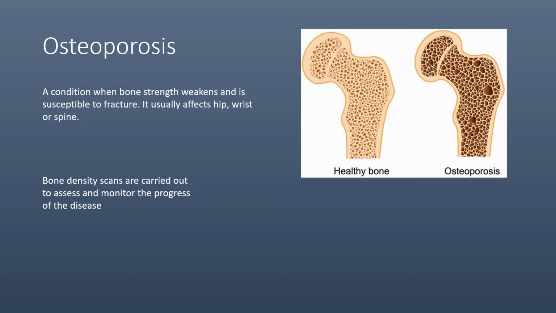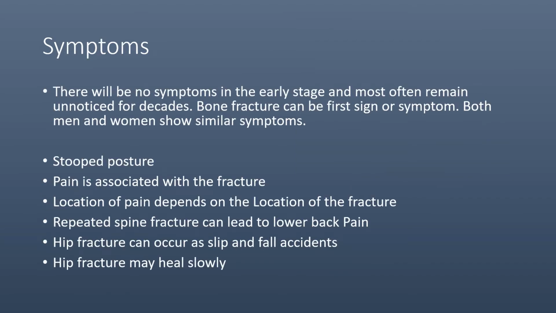It usually affects people's hips, wrists or spines, hence the fact that as people get older they often require a hip operation. Bone density scans are carried out to assess and monitor the progress of the disease. With osteoporosis, it's often a disease where there are no early signs or symptoms, and it can take until you get a little bit older to actually notice.